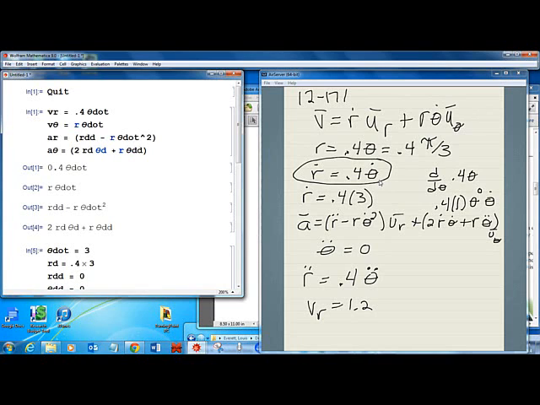Okay, V theta is R. What's R? R is 0.4 times pi over 3. Where did you get the pi over 3 from? That was the angle, theta. So R equals 0.4 theta, pi over 3. Did you get it? 0.4 pi over 3 is R.